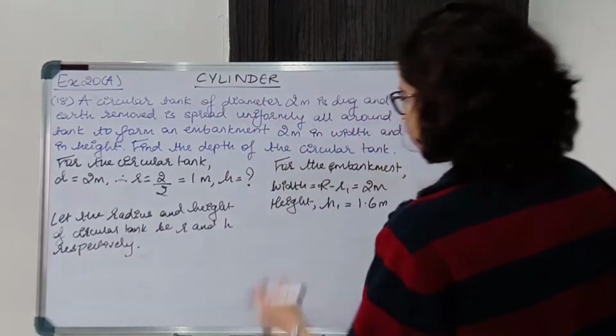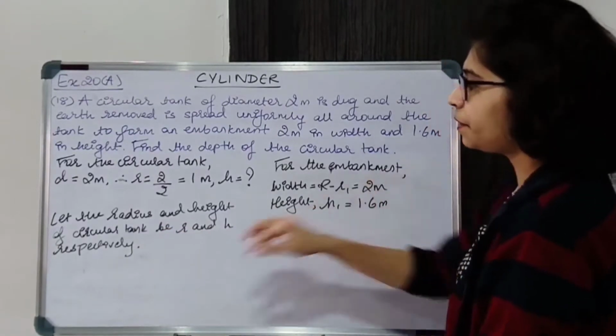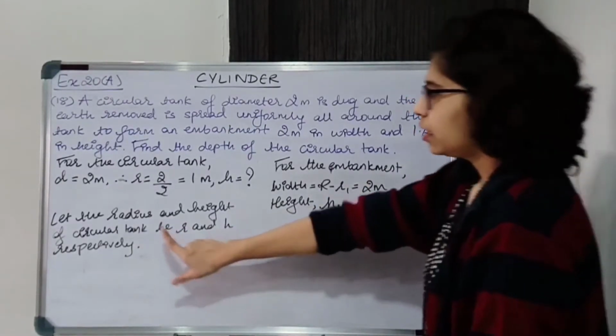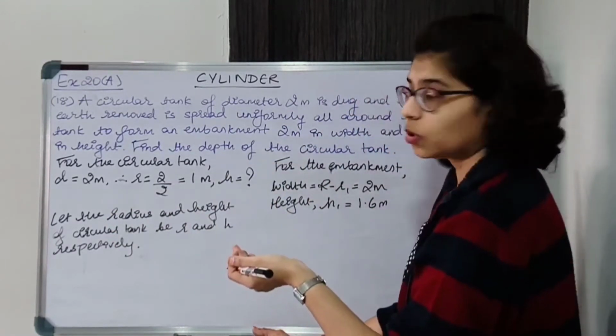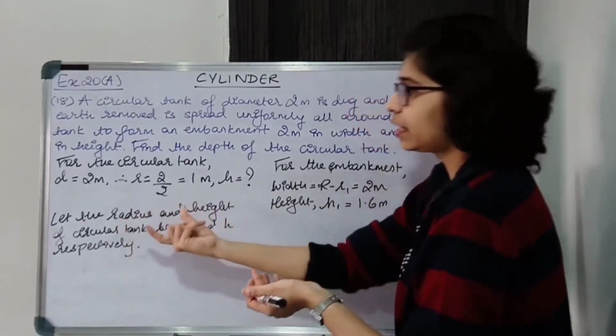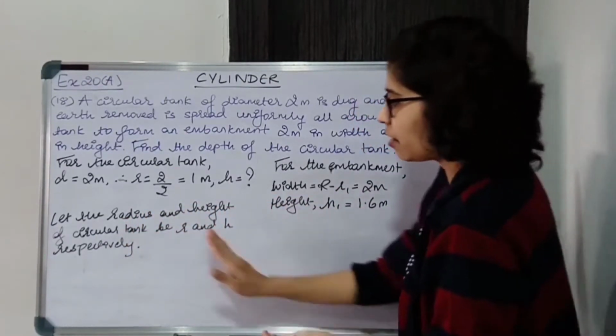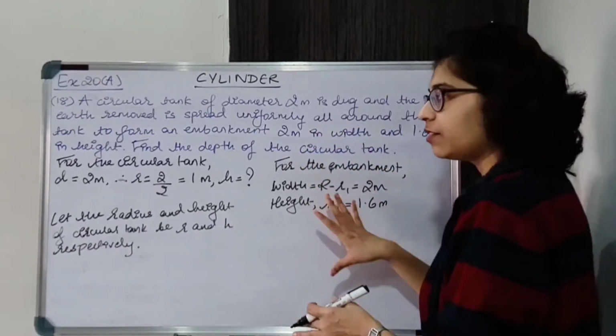Okay, and same thing over here. Let the radius and height of embankment be r1. For radius, here we will write inner radius, because inner radius is smaller. So let the inner radius and height of the circular tank be r1 and h1 respectively. That is what you write, and then you write down the given data.